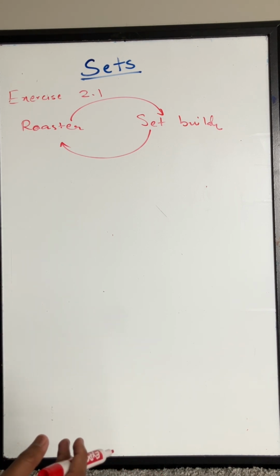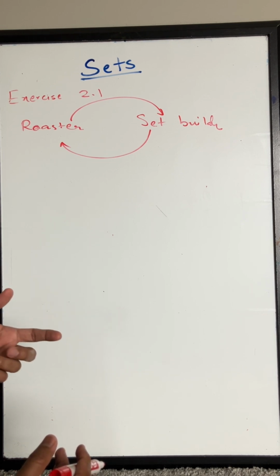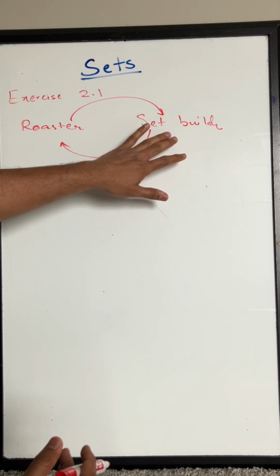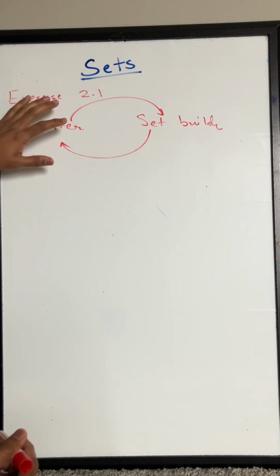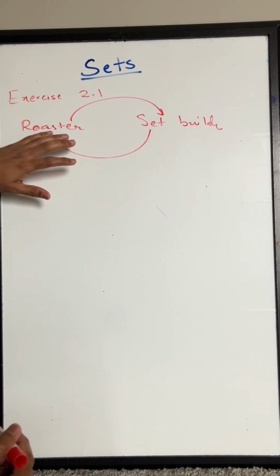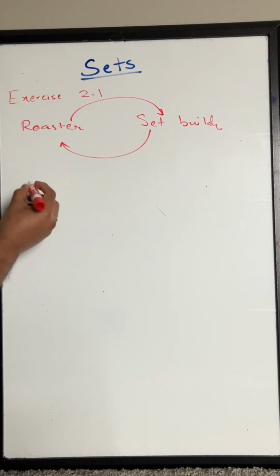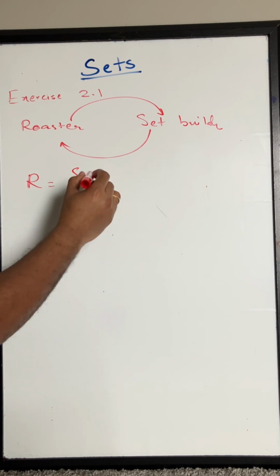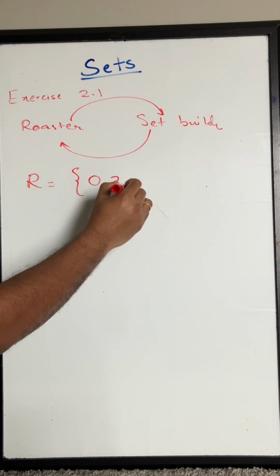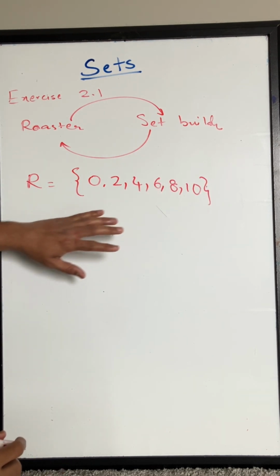That's the reason in set builder form the statement is very important. It should denote a well-defined statement only, which gives the correct elements in the set. So in your exercise 2.1, there are small examples of converting roster to set builder and set builder to roster. For example, let's take R. This is my set: 0, 2, 4, 6, 8, 10. This is my set R.